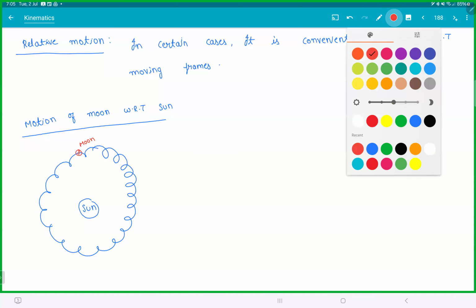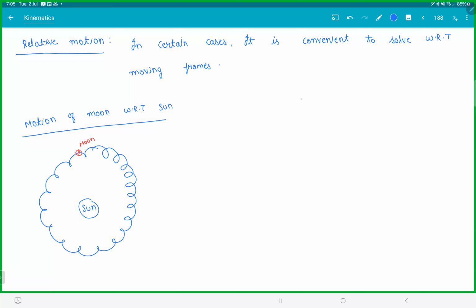But suppose I ask you to first study the motion of Earth with respect to the sun. Stand on the sun and look at the Earth's position. Then go to Earth and look at the moon's position. With respect to the sun, where is the earth? Approximately, earth goes in a circle, so we can be sure the earth is somewhere on this circle.